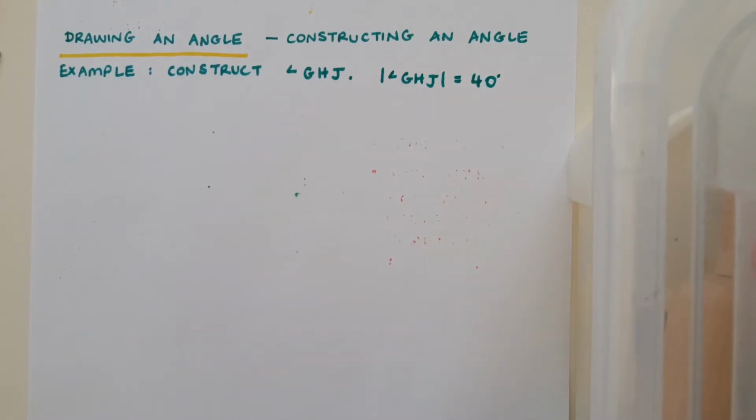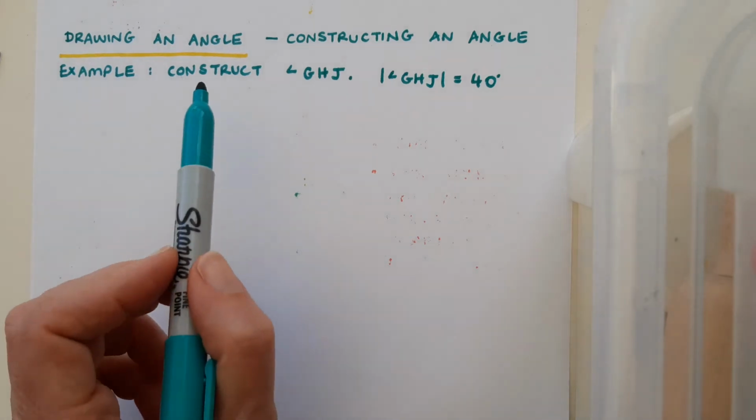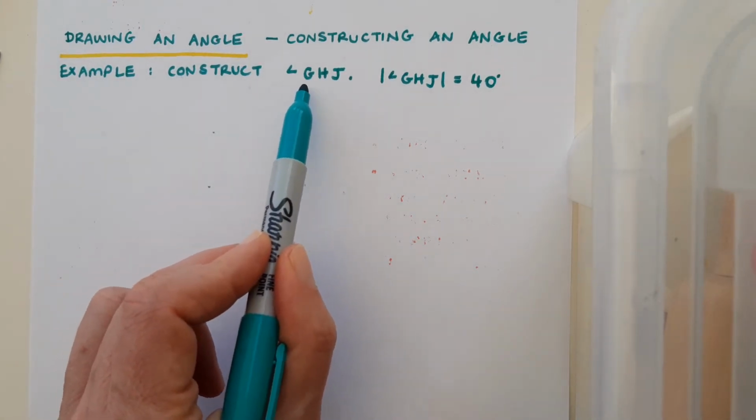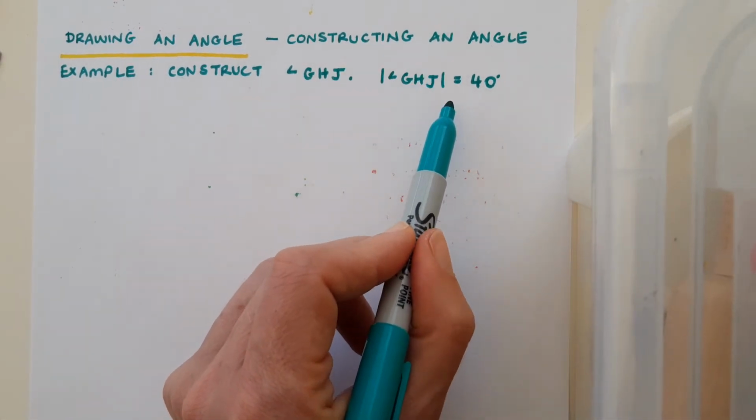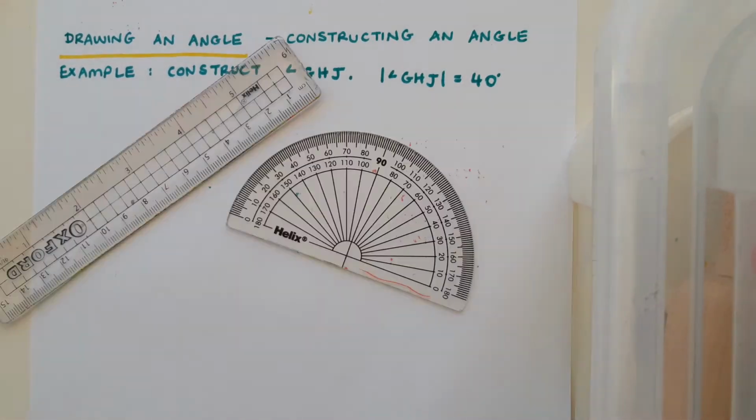Here's an example. Construct the angle GHJ. The size of the angle GHJ equals 40 degrees. So there are 2 pieces of information being given to us in this question. The first is the name of the angle, so we know the names to put on the points. And the second is how big the angle is, its size. To do this construction, I will need my ruler and I will need my protractor.